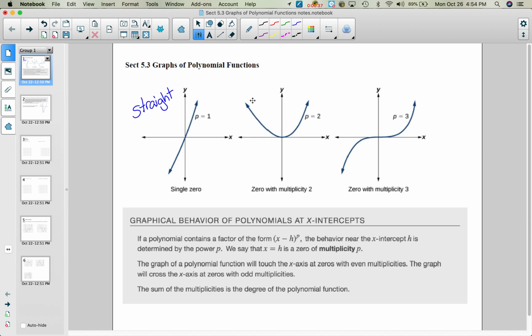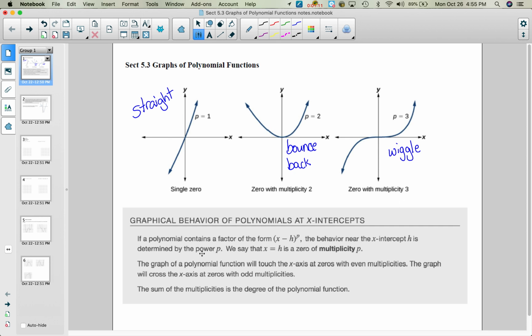Or you could have this where it kind of bounces back. And if it bounces back, then we say that has a zero with multiplicity of 2. I'm going to show you an example of how that looks as far as your polynomial. Or you might have something, and we're going to describe this as a wiggle, where you can see it's increasing, and then it has a little bit of a wiggle and a turn, and then it goes in the other direction. That is a zero with a multiplicity of 3.